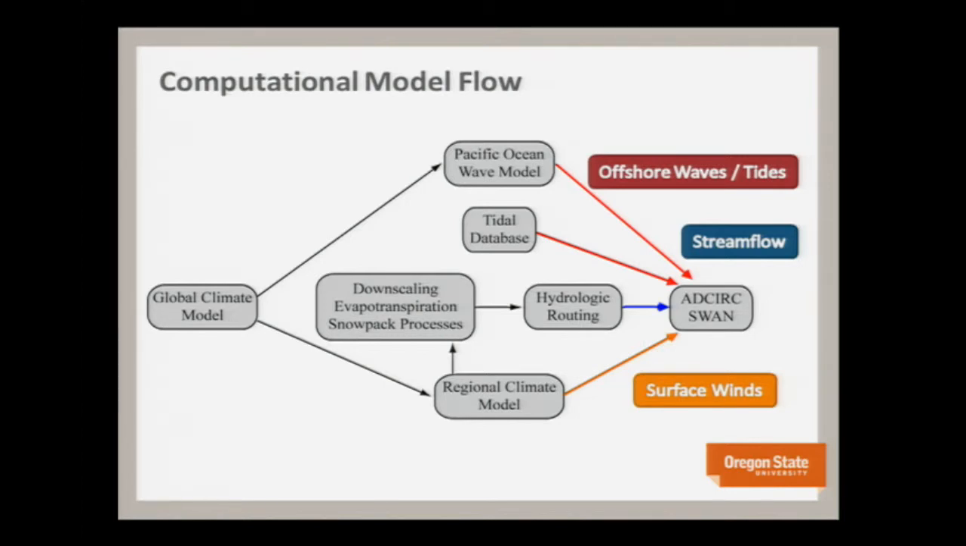So the rest of the things that you see on the left-hand side, the global climate model, the regional climate model, and then a variety of routines that do hydrologic routing, those are all sort of preliminary steps that lead you to these three main locations where boundary condition information comes in: the offshore boundary, the terrestrial boundary, and the free surface of the estuary.